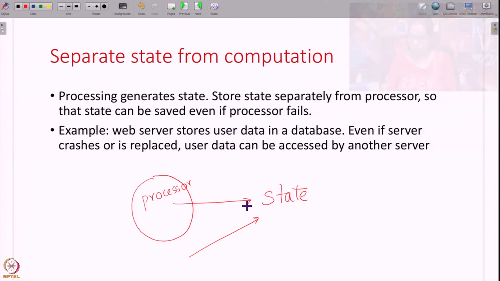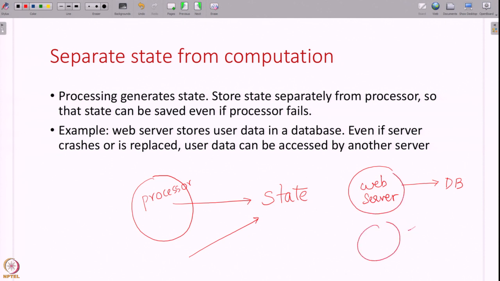So, a web server, if you go to an e-commerce website, all your account information is stored in a database somewhere. So, that even if this server crashes, another web server can go and get your information from the database, right. So, separating state from computation is also a common design principle we will see in multiple systems. Simply from the point of view of fault tolerance, it makes a lot of sense.